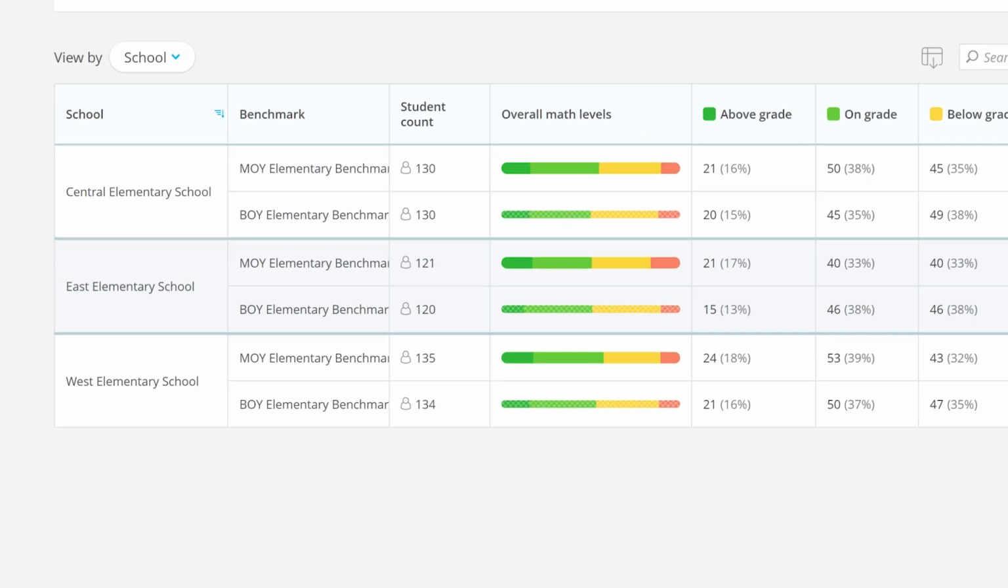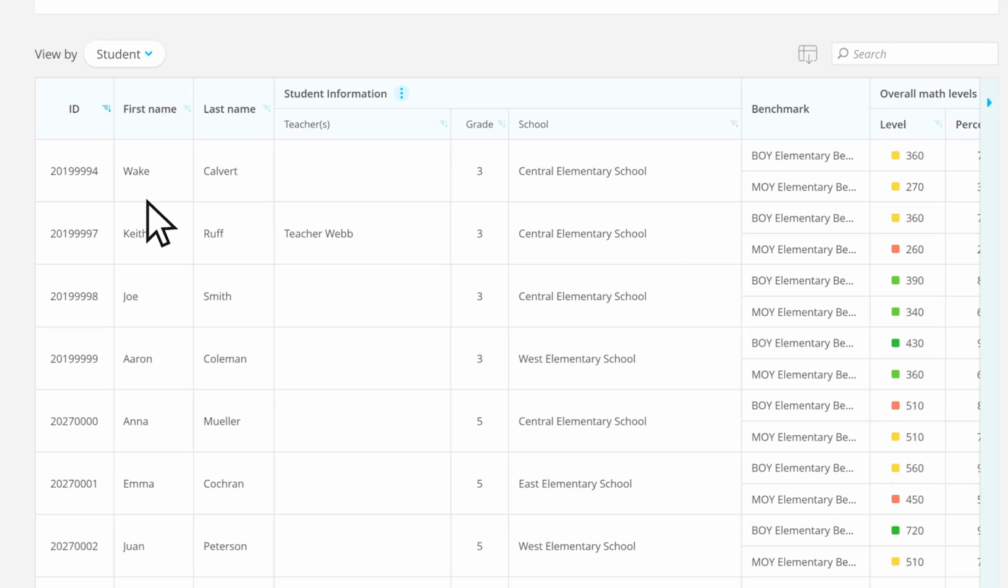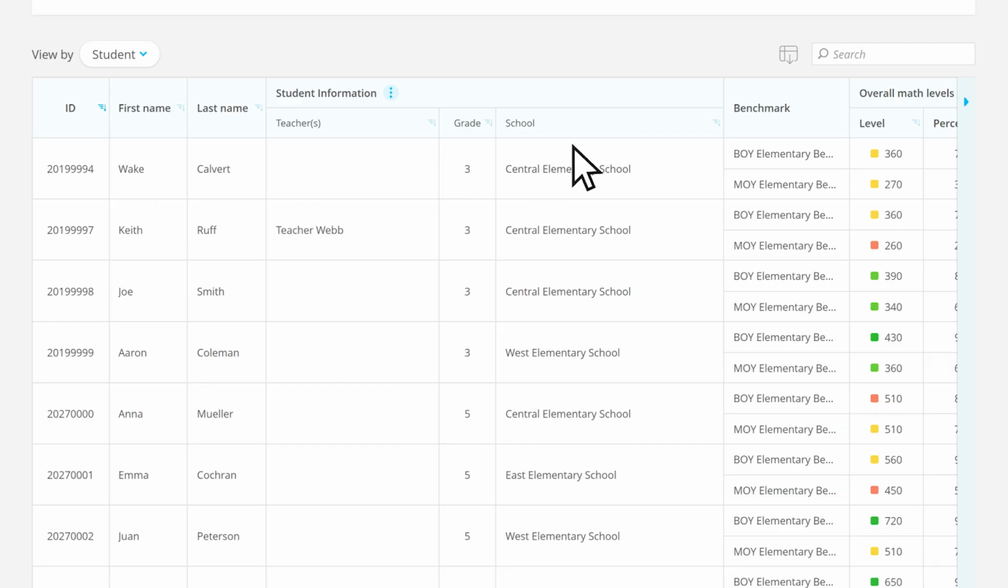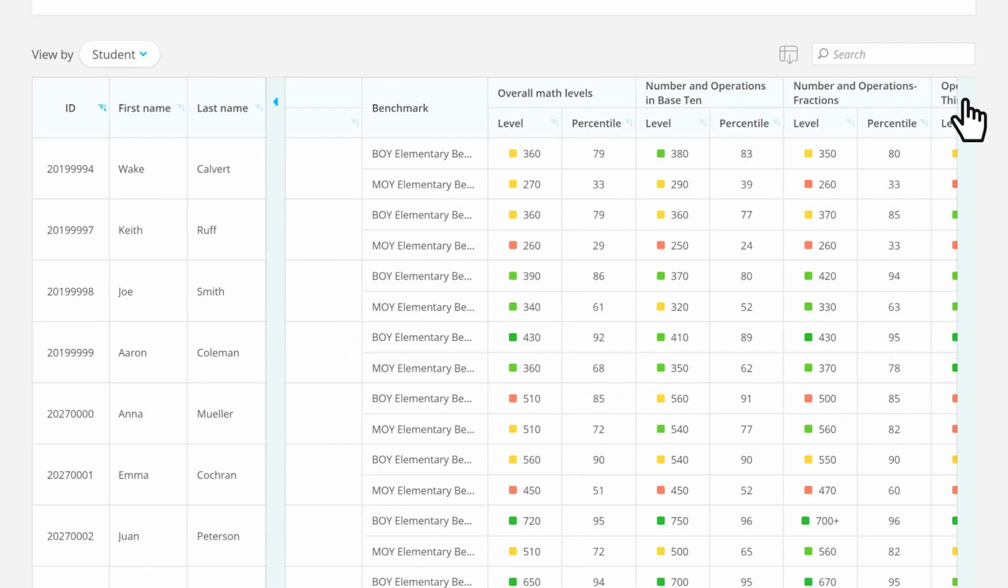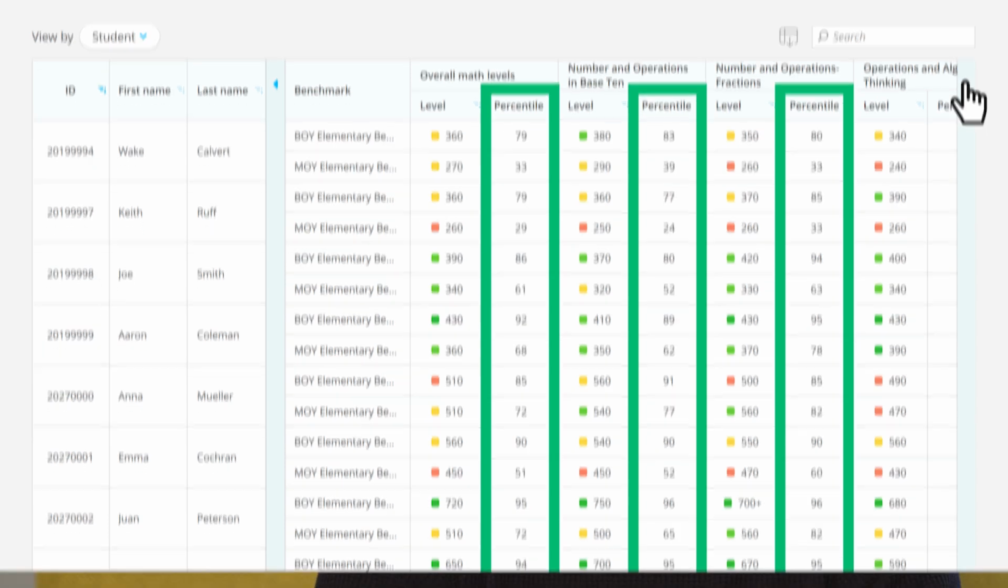Beyond that, admins and teachers can look at the data in different ways. You can look at how students are performing by grade, by school, by custom demographics, depending on what type of student group you want to look at and focus on. And so you have the flexibility to really dig in and get the information that you need for the target group of students that you're interested in.